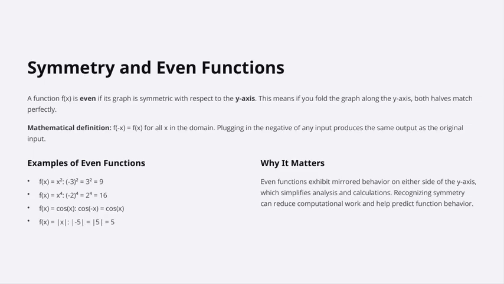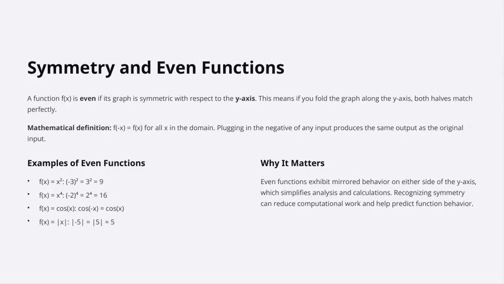Let's talk about symmetry and even functions. A function f(x) is called even if its graph is symmetric with respect to the y-axis. That means if you imagine folding the graph along the y-axis, both halves would match perfectly. It's like the two sides are mirror images of each other. Mathematically, this symmetry is expressed as f(-x) equals f(x) for all x in the domain. In other words, plugging in the negative of any input gives you the same output as the original input.